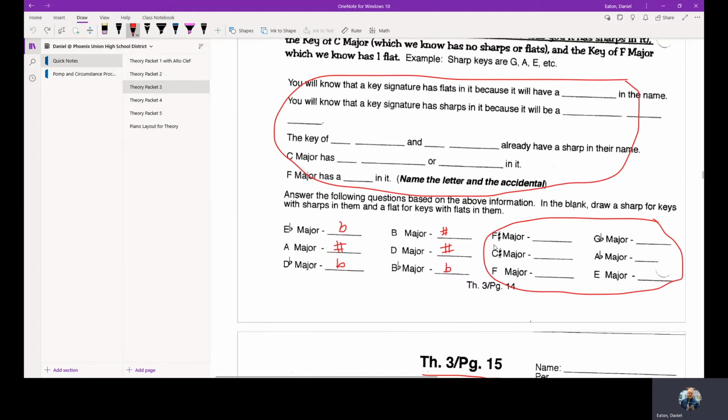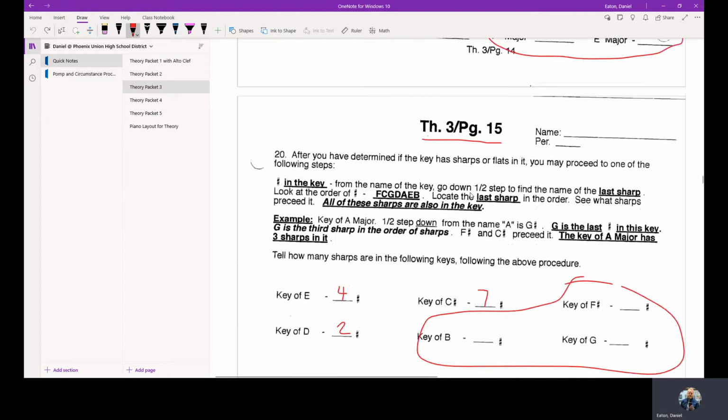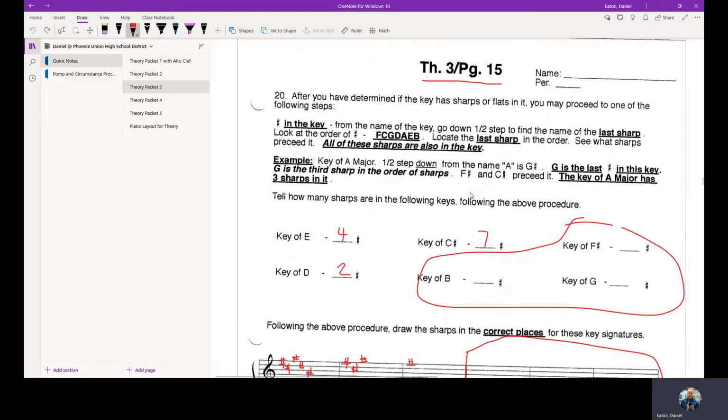This is asking what accidentals are within C sharp major? Well, they're sharps. So what accidentals are in A flat major? Flats. What accidentals are in D major? Sharps. So just knowing what that is, pretty easy to figure out if you're comfortable with your key signatures.